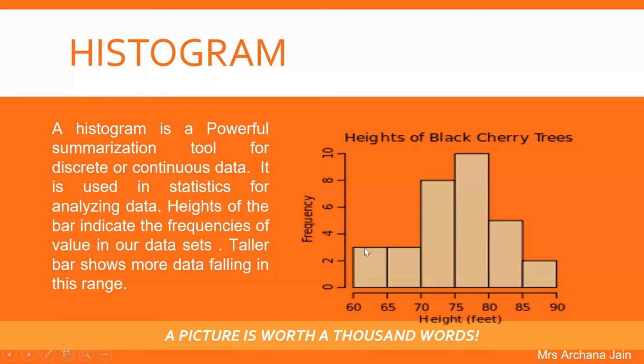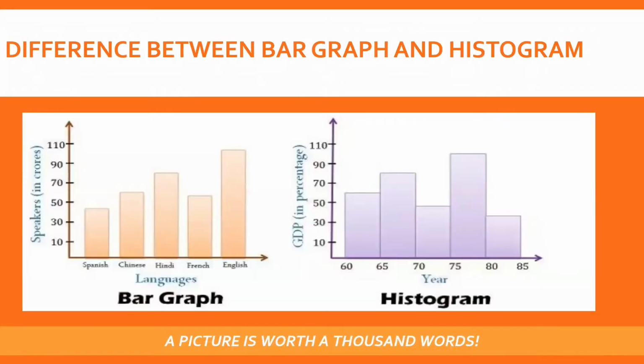So this type of histogram we will create, and you must be thinking that this is like a bar chart only. Then what is the difference between a bar chart and a histogram? See, a bar chart is for individual items. Like here, for languages such as Spanish, Chinese, Hindi, we are putting in the bars the number of speakers of these particular languages. In a histogram, it is continuous without any gaps in between.